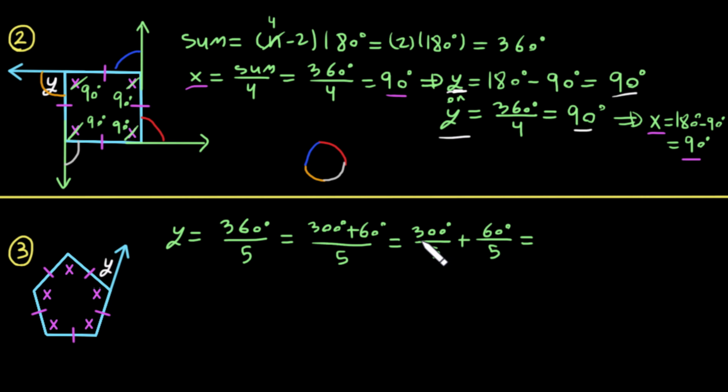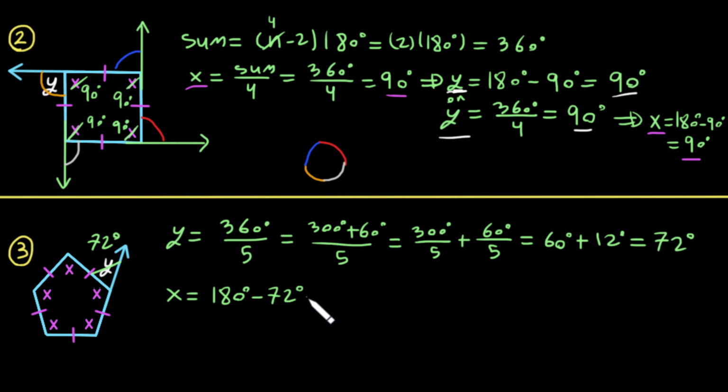Here 30 divided by 5 is 6, and we put 0, plus 60 divided by 5, which is 12 degrees. So the answer will be 72 degrees. So y here is equal to 72 degrees. Now how to find this x? Simply we can say x equals 180 degrees, because this is a straight angle, minus 72, which is 108 degrees. So we found first y then x.